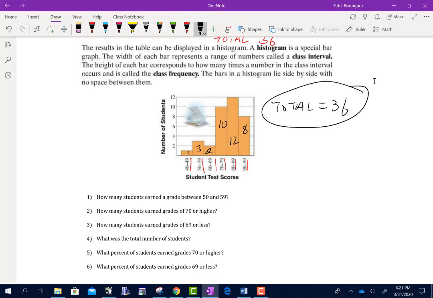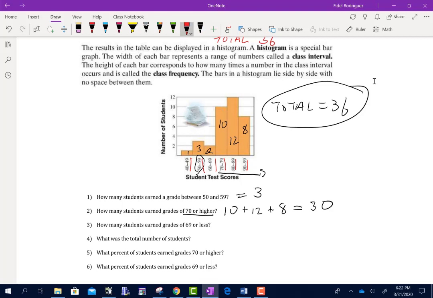was 36. So the first question here says, how many people made between a 50 and a 59? Well, here's 50 and 59. We had a total of 3. How many students earned grades of 70 or higher? So 70 or higher would be actually those 3 bars together. So I'm going to add 10 and 12 and 8. So that should give me a total of 30.